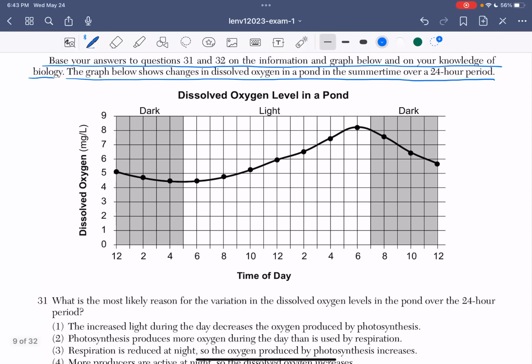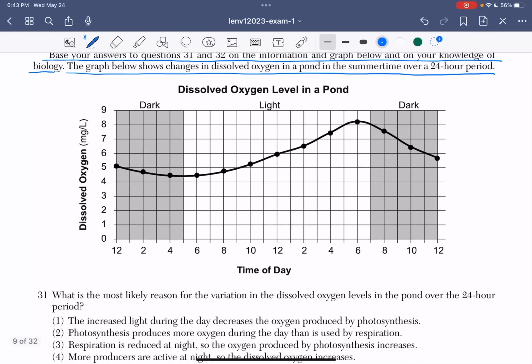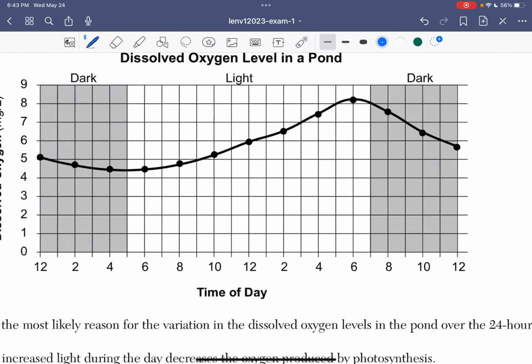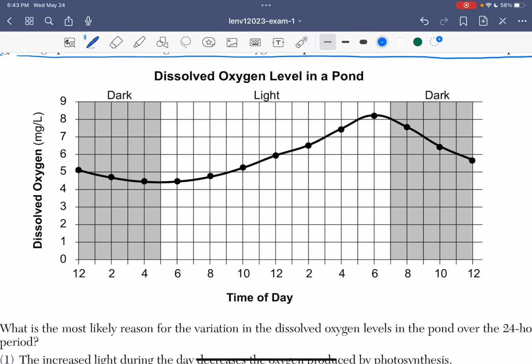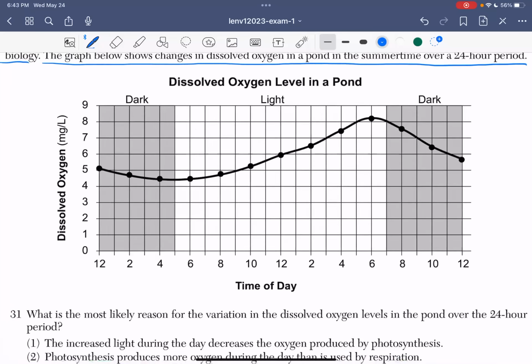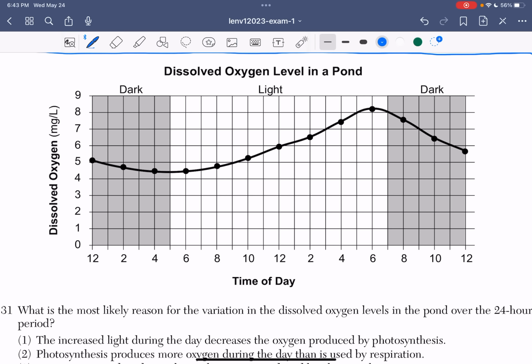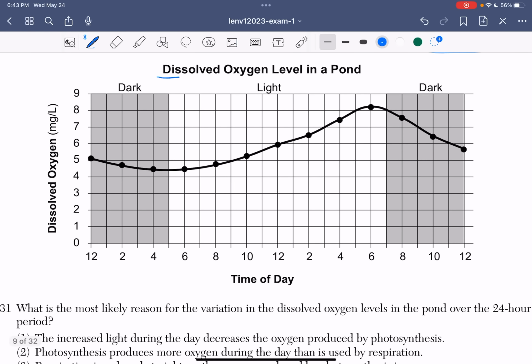Okay, so these 2 questions pertain to this graph. Whenever you have a graph, a picture, a drawing, whatever the case may be, look at it first and see what's happening here. Remember that graphs tell a story. So let's see the title. Dissolved oxygen level in a pond. So this is basically the oxygen levels in a pond. Yes, there's oxygen in water.